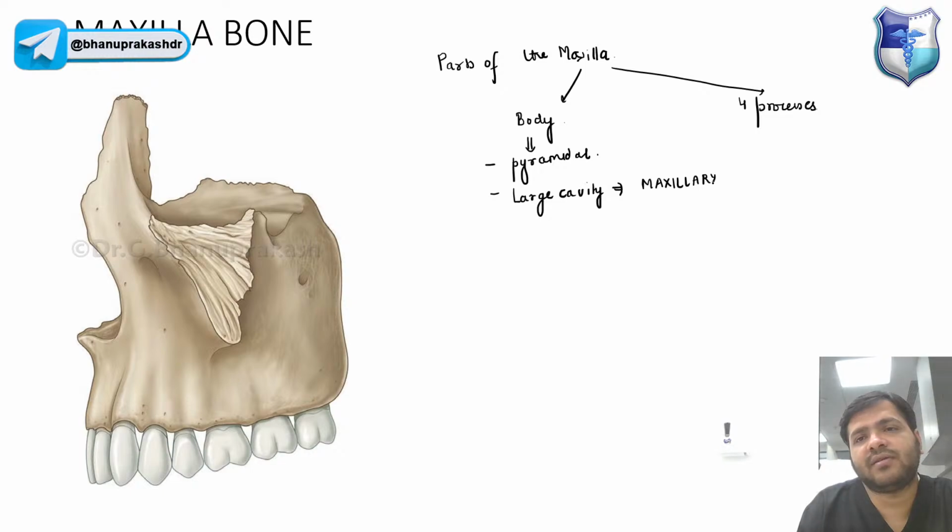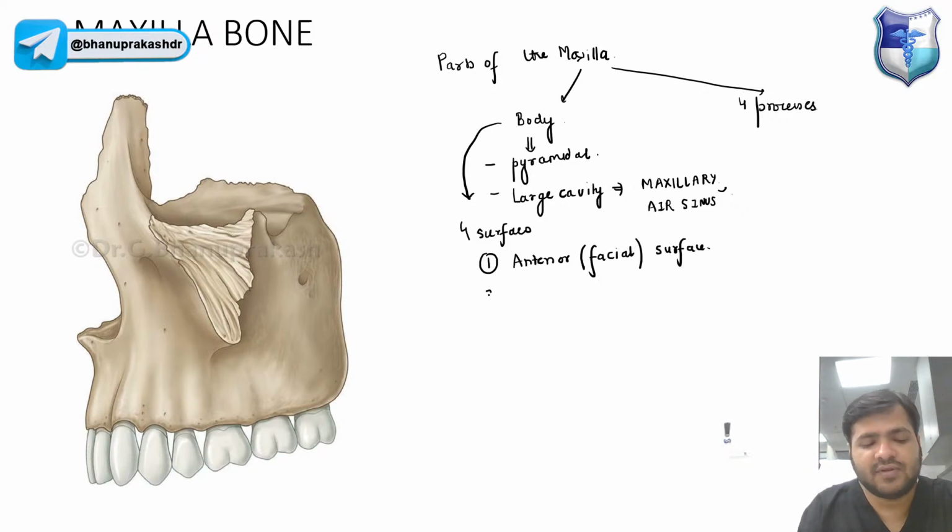Maxillary air sinus, right? The maxillary air sinus. Okay, and basically the body has 4 surfaces, guys. We are going to discuss each surface in detail. We have the anterior surface. Remember, the anterior surface is also called the facial surface.